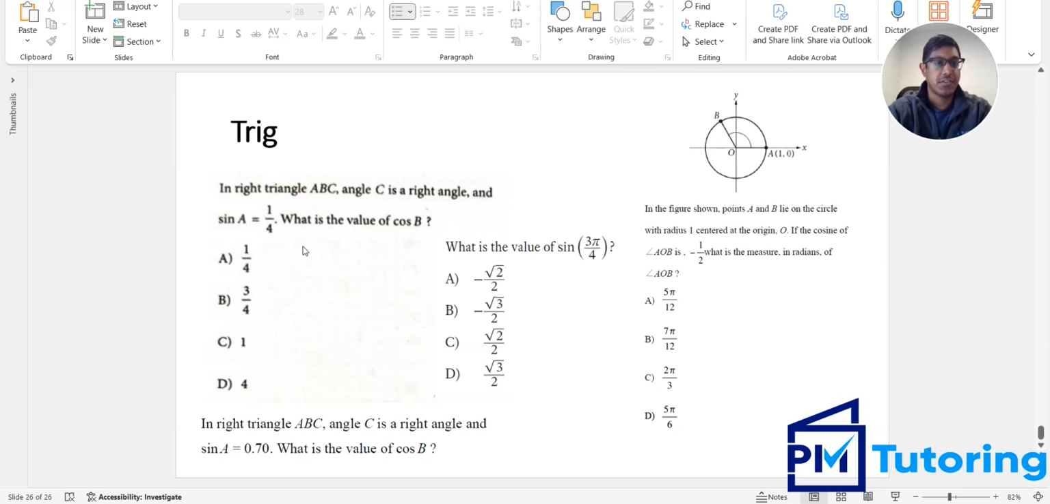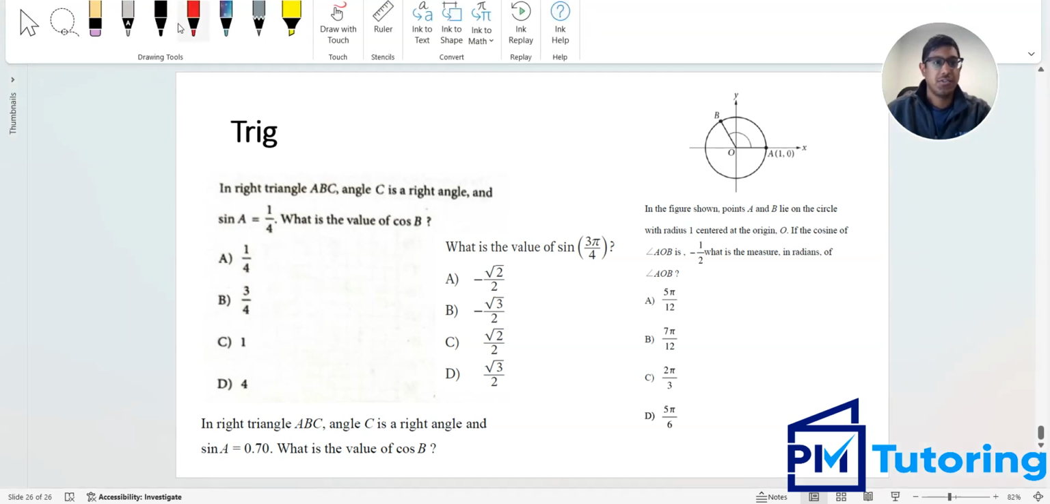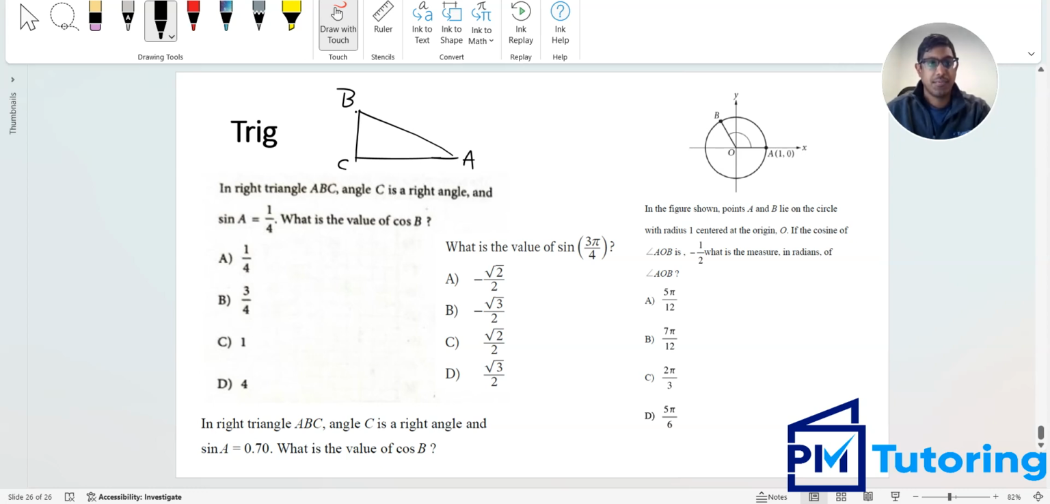If we have the first question, sine of A equals 1/4, what's the value of cosine B? And we have a right triangle ABC, where C is a right angle, and sine of A equals 1/4. So it might be worthwhile to just get a quick sketch in of what we're working with. So the sine of A and the value of cosine of B, where C is a right angle. Cool. So B is basically just this complementary angle with regard to A.